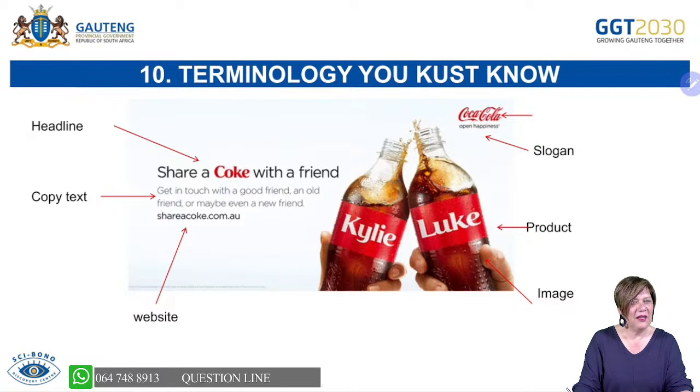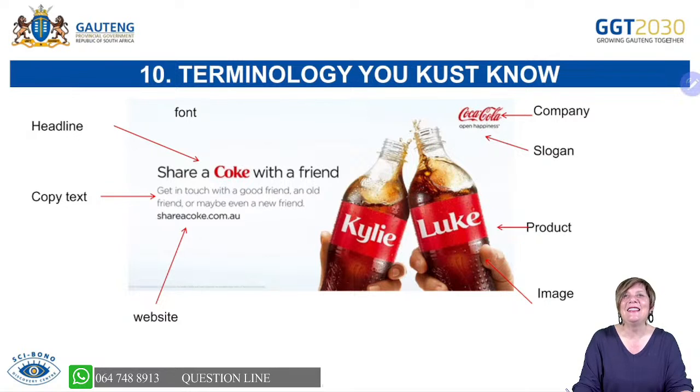Slogan, do you remember that? That small catchy rhyme that gets stuck in your head. Now remember, Coca-Cola's one is open happiness. And what's left then? That's the company. Remember, we can ask you in the exam who is the advertiser of this product. So before you start with the questions, always take a minute or two to analyze the advertisement and make sure you know exactly what's going on there.